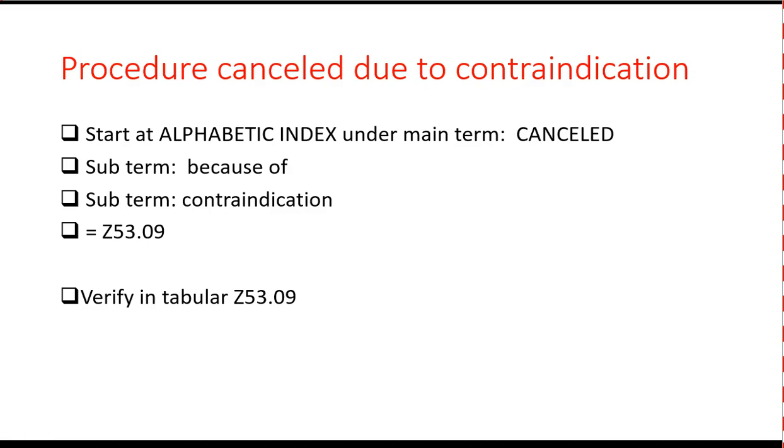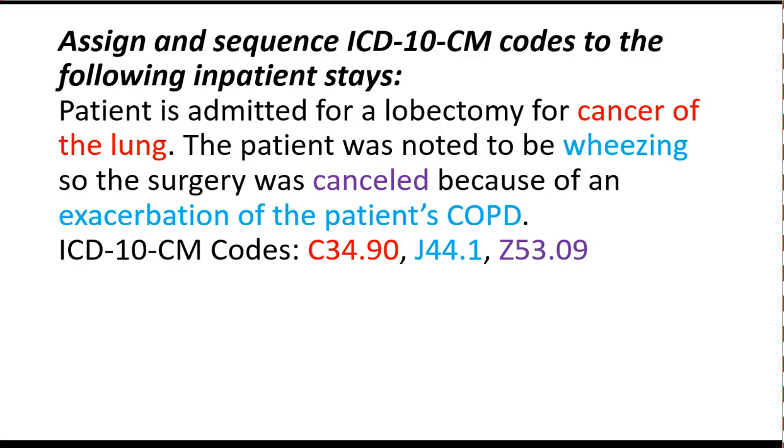Now we also have to code that the procedure was canceled due to that contraindication. So we're going to start in our alphabetic index under the main term canceled, the subterm because of a contraindication. That sends us to Z53.09, and we're going to verify that again in the tabular.